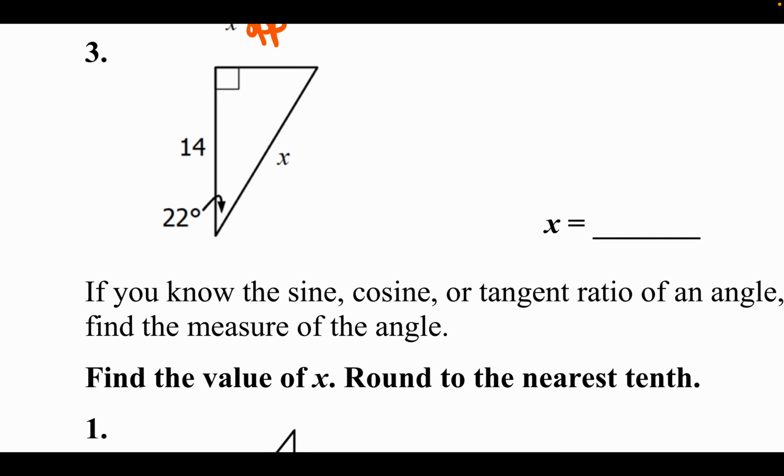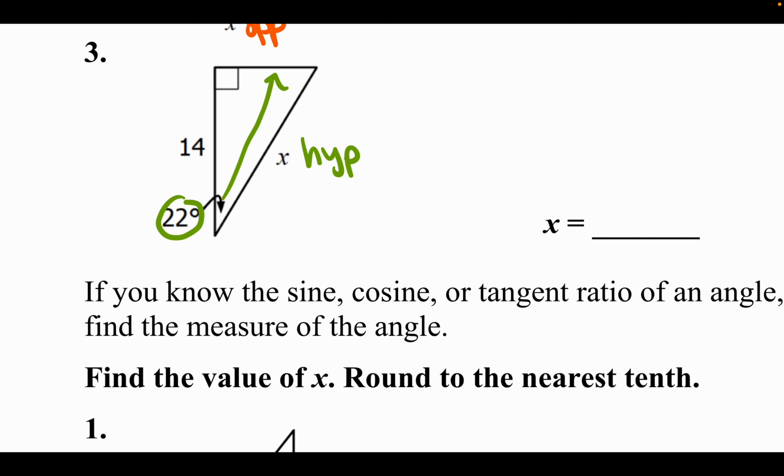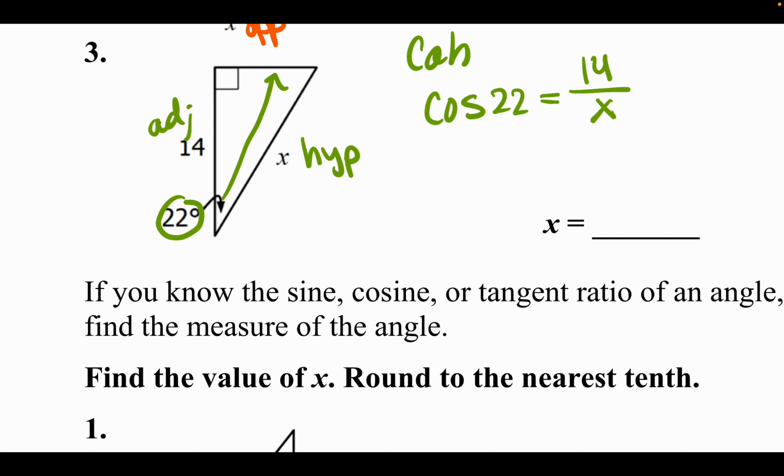Number 3, 22 is our reference angle. Across from that angle is our opposite, but we don't have an opposite. Across from our right angle is hypotenuse, and the last side is your adjacent. So this is adjacent hypotenuse, so cosine. Cosine of 22 is equal to 14 over x.